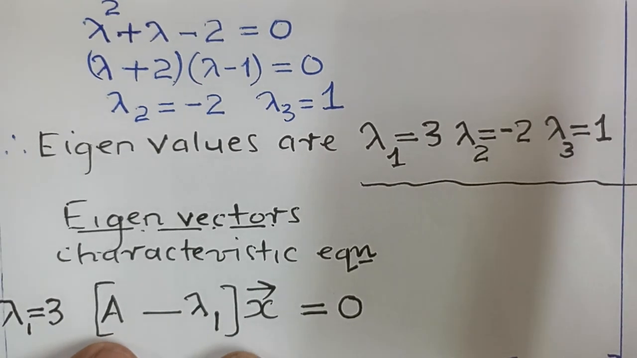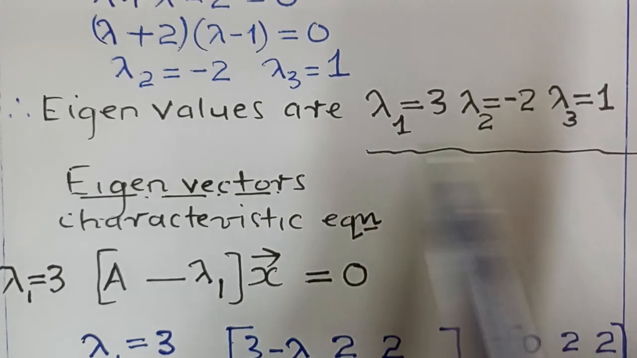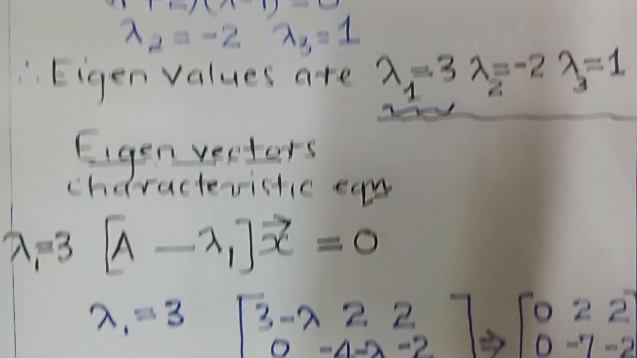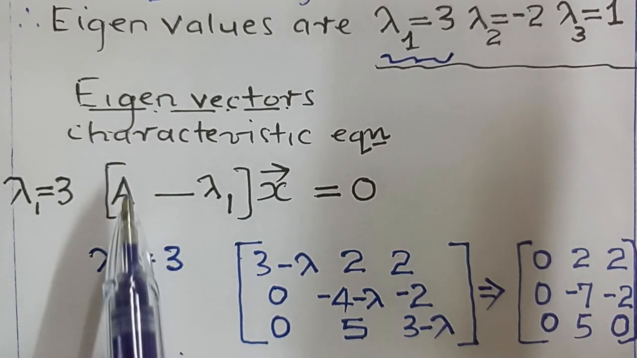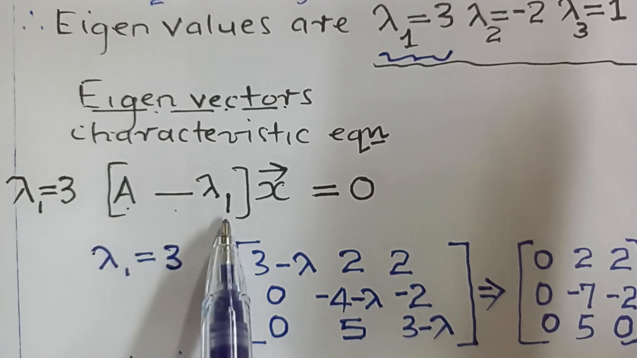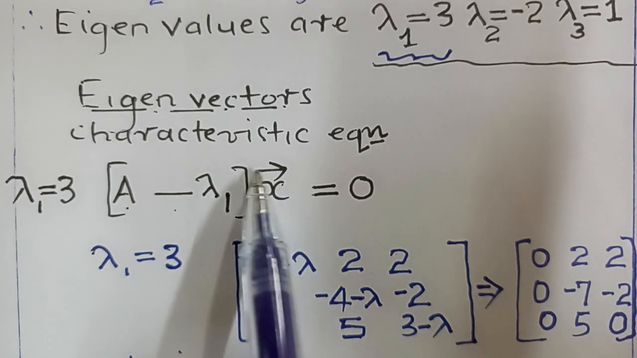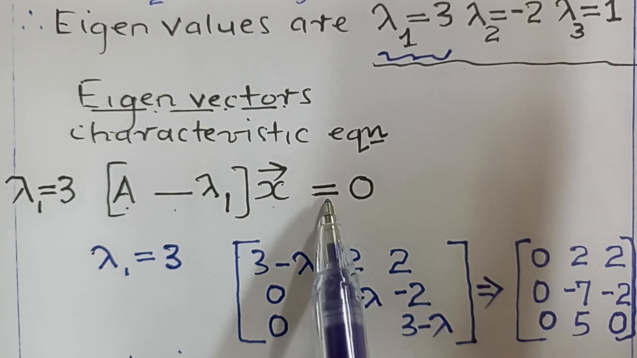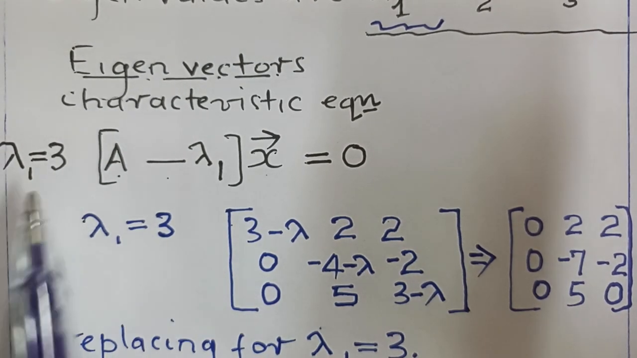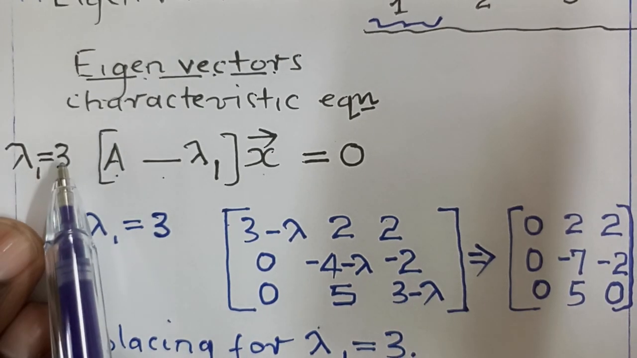Now we go ahead and find the eigenvectors corresponding to these eigenvalues. We can start with 3. Starting with 3, we use this equation: A minus lambda 1 times the identity, multiplied by this vector, gives us 0. So now we come to our matrix, and for our matrix we now replace lambda 1.